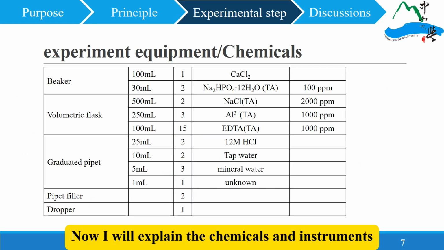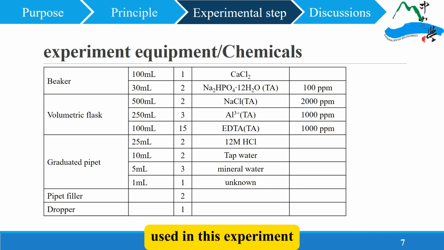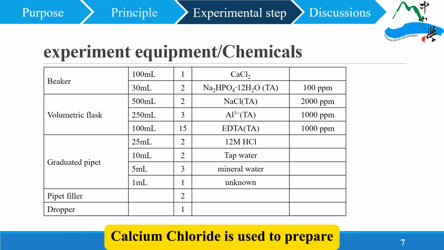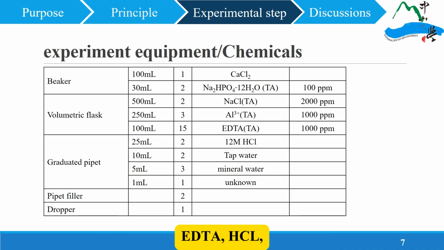Now I will explain the chemicals and instruments used in this experiment. First, let us talk about the chemicals. In this experiment, calcium chloride is used to prepare the calcium ion standard solution, sodium phosphate, sodium chloride, EDTA-HCl, tap water, mineral water, and unknown sample.